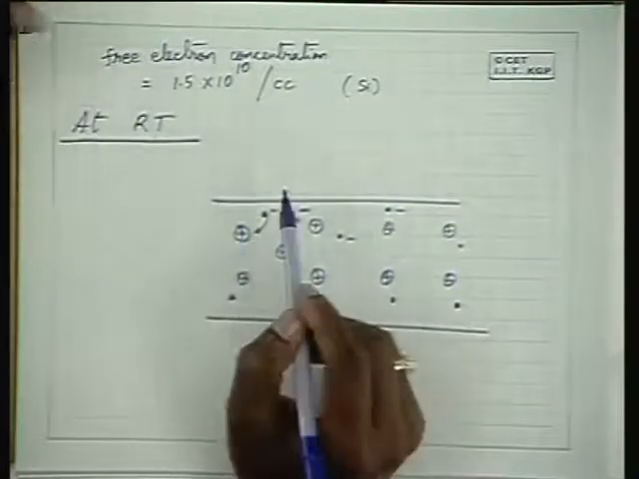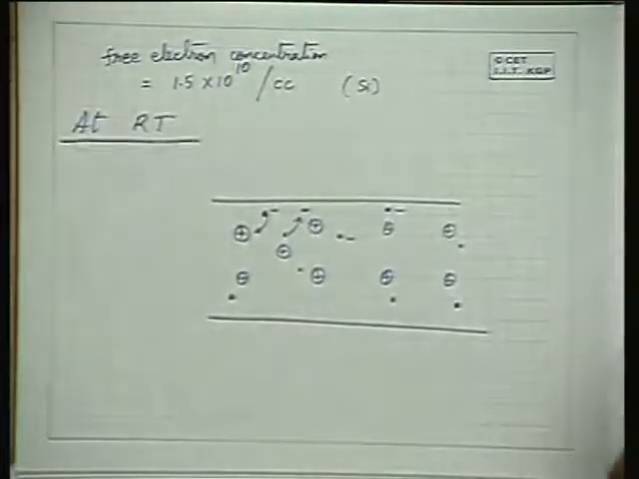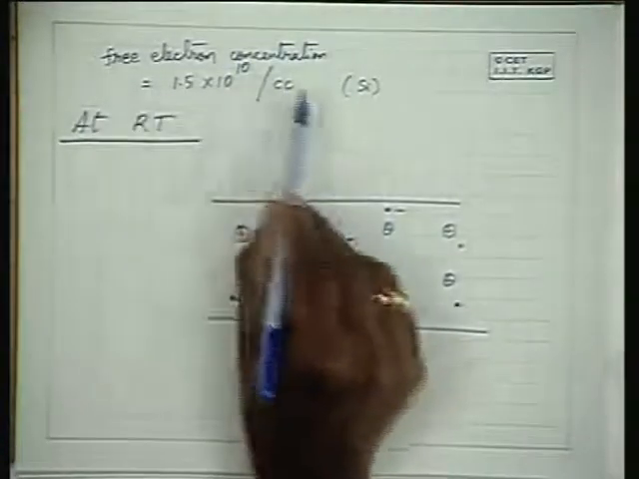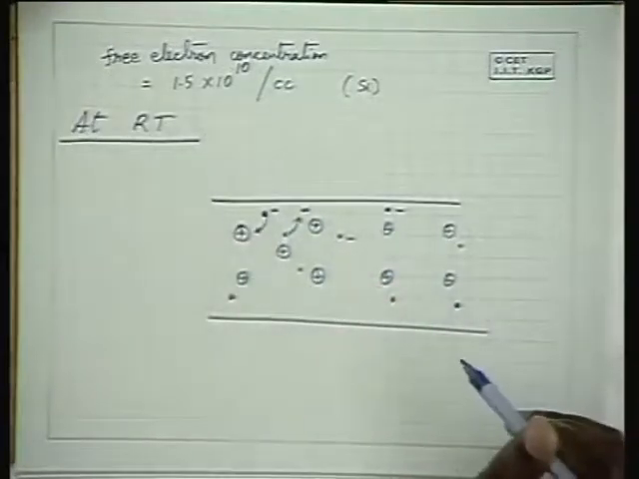Okay, this is a random phenomenon. It is not necessary that always one atom dislodges a free electron and so on. But on the average, the average is a constant, 1.5 into 10 to the power of 10 per cc, of that order.